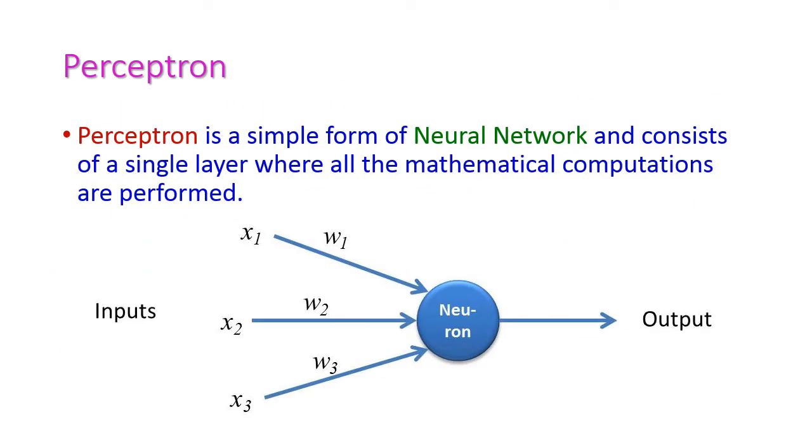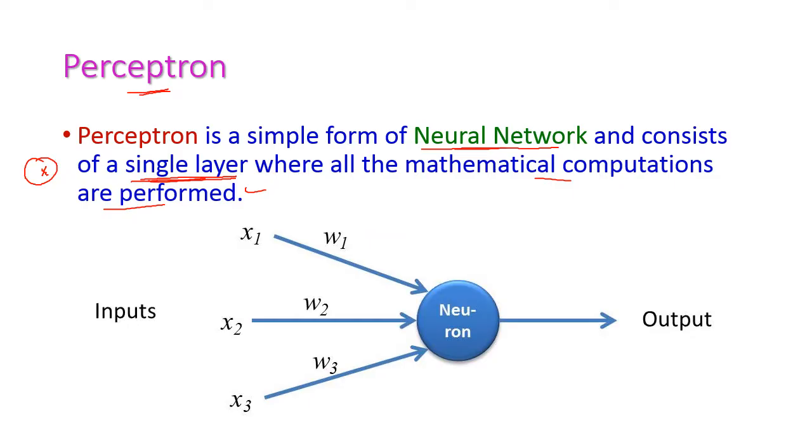Another important concept from artificial neural network is perceptron, okay. Perceptron is nothing but the very simple form of neural network which consists of a single layer where all the mathematical computations are performed. So this is important, okay. In this single layer all the mathematical computations will be performed, okay.